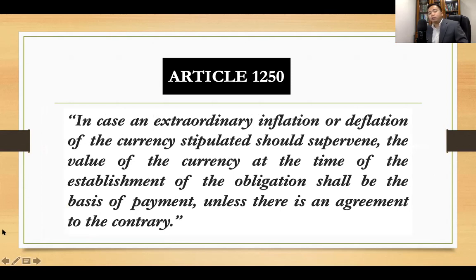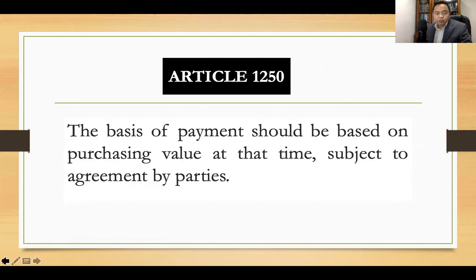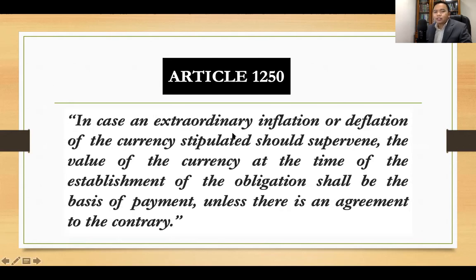We go to Article 1250. In case of extraordinary inflation or deflation of the currency stipulated should supervene, the value of the currency at the time of the establishment of the obligation shall be the basis of payment, unless there is an agreement to the contrary. Article 1250, class, talks about extraordinary inflation or deflation.